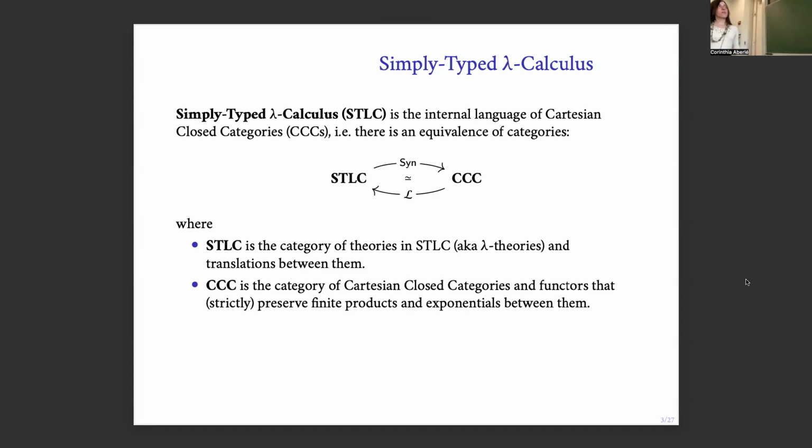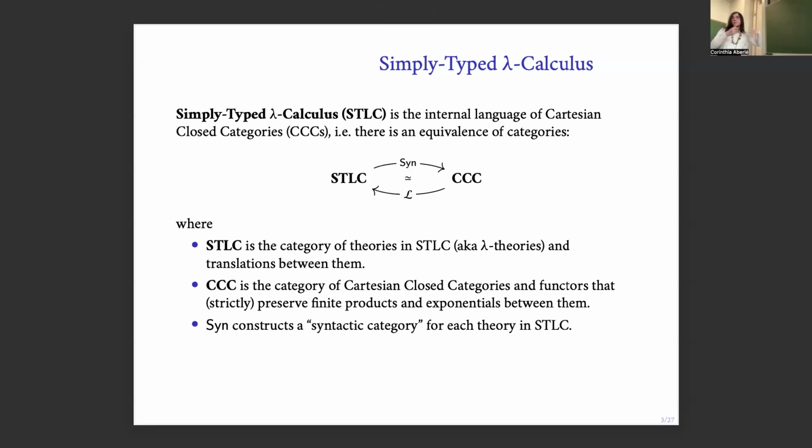And then CCC is the category of Cartesian closed categories and functors that, in this case, strictly preserve finite products and exponentials between them. Technically, I'm doing Cartesian closed categories with a specified choice of products and exponentials, for people who care about that, and I'm asking that my morphisms in that category strictly preserve those. That's because I want this to be an equivalence of one category, not just an equivalence of two categories. And then this functor here that goes from STLC to CCC, Syn, constructs the syntactic category for each theory in simply typed lambda calculus.